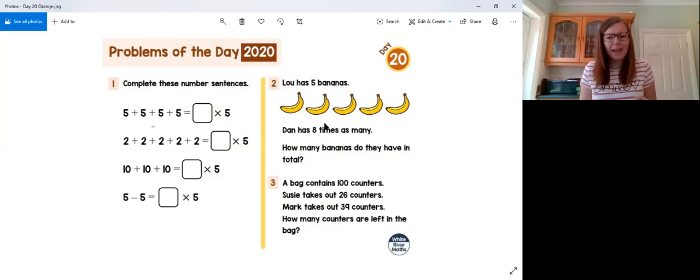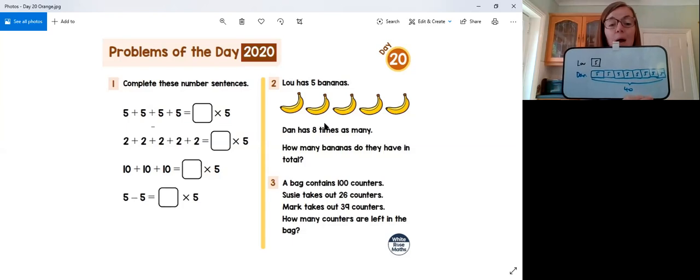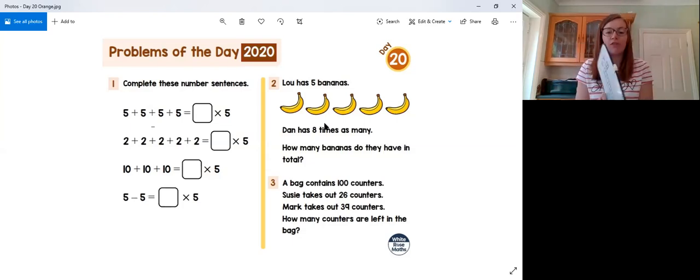But we haven't been asked how many bananas that Dan has. We've been asked how many bananas they have in total. So we need Dan's whole bar, which is 40, and we need Lou's whole bar, which is 5, and we need to add these because a total is combining them. So 40 and 5 means that between them they have 45 bananas.